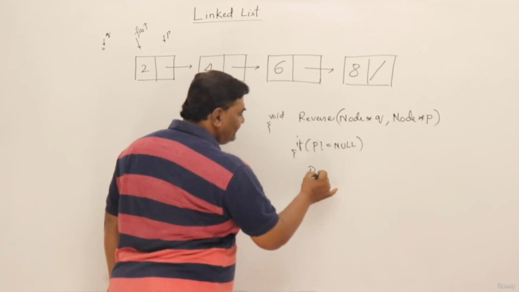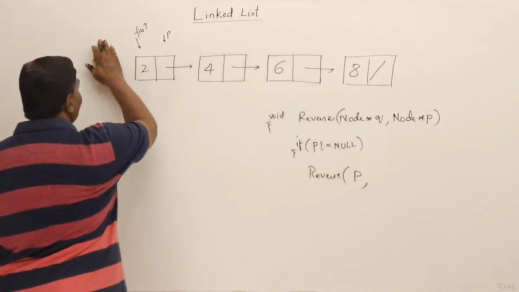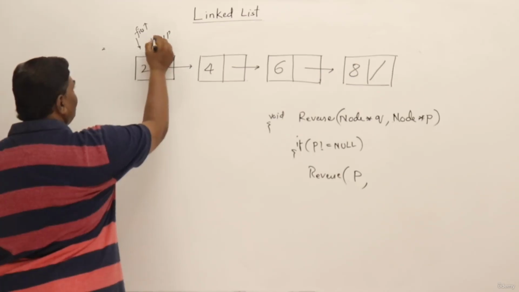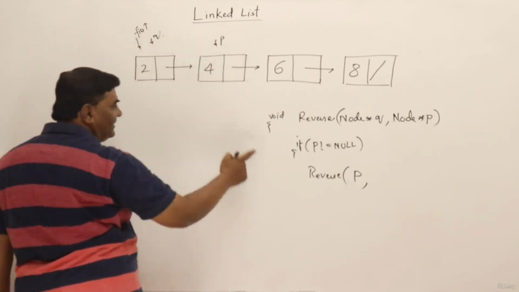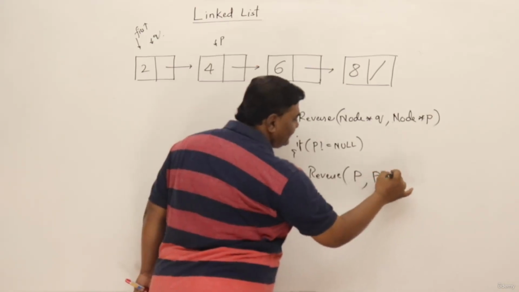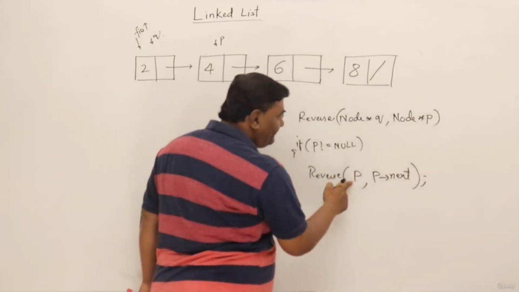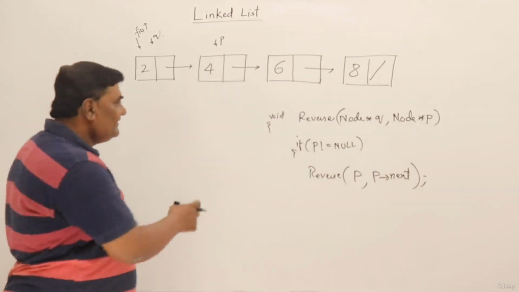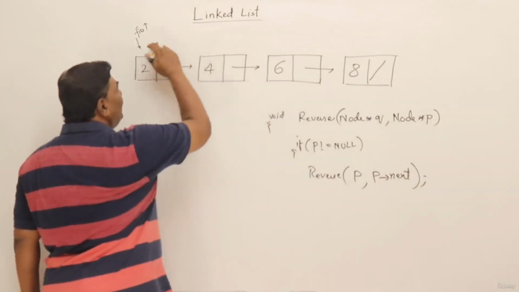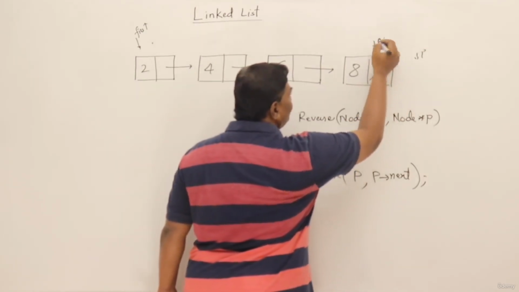Call itself again, by making the first argument P, which means Q should come on P. Then P should move to the next node, so the next pointer, P is next. So the first pointer is Q, that will become P, and P will become next. It will be calling itself again and again. So recursively, when it is calling, at the end P becomes null and Q is here.